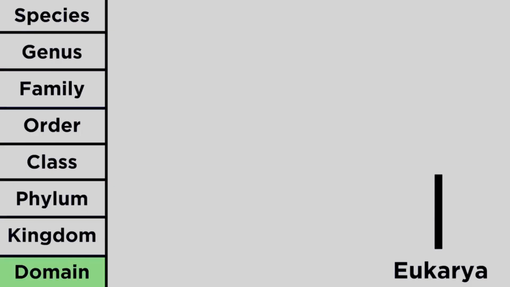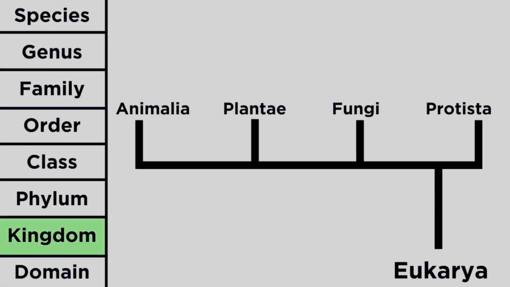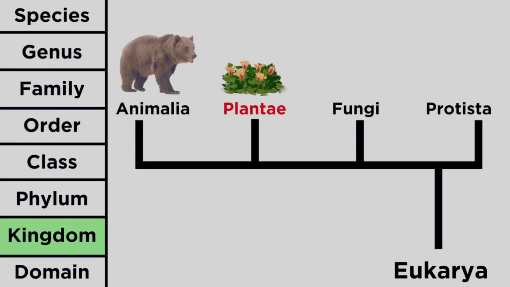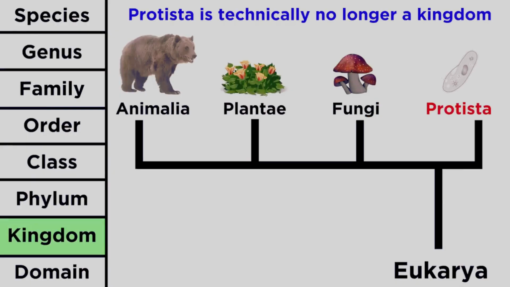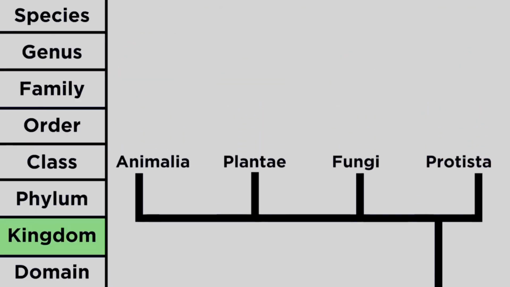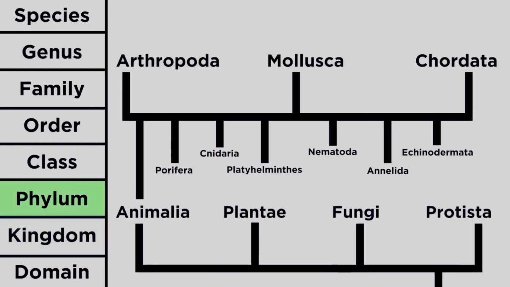Within the domain eukarya, there are several kingdoms. Animalia contains all animals. Plantae contains all plants. Fungi contains all mushrooms and molds, and Protista contains all the rest, although many biologists don't recognize this as a valid kingdom any longer. Within each kingdom, there are several phyla. Within the animal kingdom, there are 9 major ones.